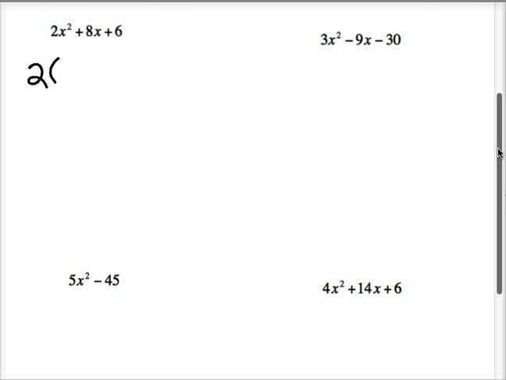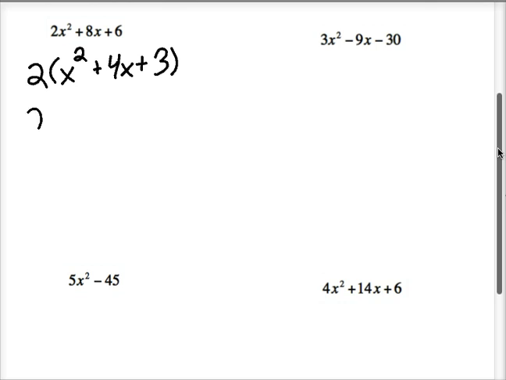Now dividing by 2 doesn't impact the x at all. All it impacts are the numbers. 2 divided by 2 is just 1, so I don't have to show it. 8 divided by 2 is 4. 6 divided by 2 is 3. So I factor out that 2 first, and now my job for my real factoring is that much easier.